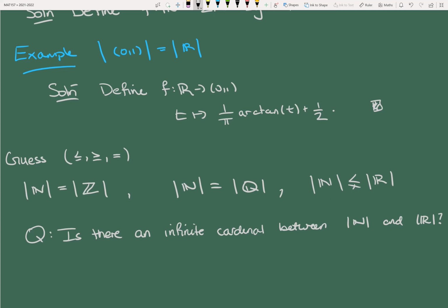Okay. I promise you nothing in 157 will use CH. You will never need to know whether the continuum hypothesis is true or not for anything in this course. But if you do want to check it out, the continuum hypothesis is the thing to throw into Wikipedia. And you'll go into a deep dive of things you probably won't understand, but of really, really cool stuff. And the fact that this is independent of ZFC. Okay.